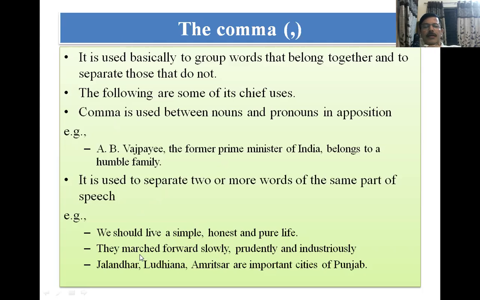Another example: they marched forward slowly, prudently, and industriously. So these three words, slowly, prudently, industriously, are separated by commas. Jalandhar, Ludhiana, Amritsar are important cities of Punjab. These three cities are separated by commas. All these cities belong to Punjab.